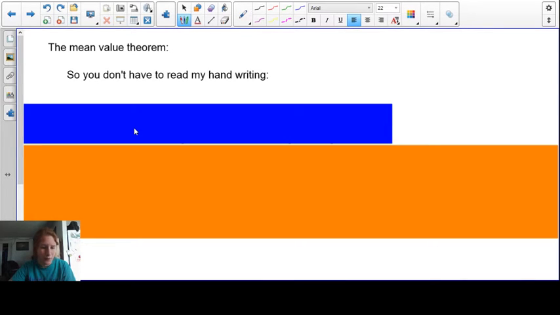Okay, so this one is so that we don't have to try and read my handwriting, because we all know that that goes over real well.